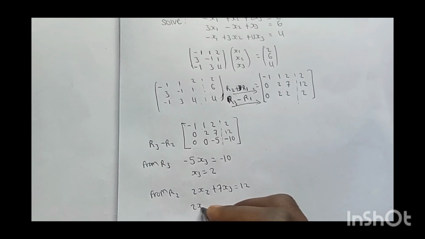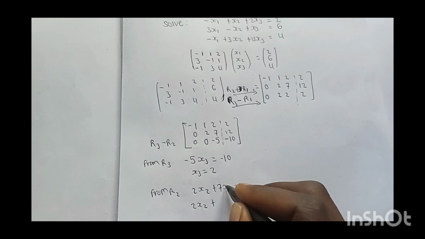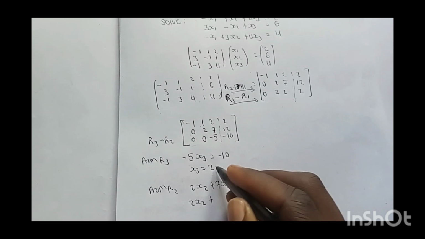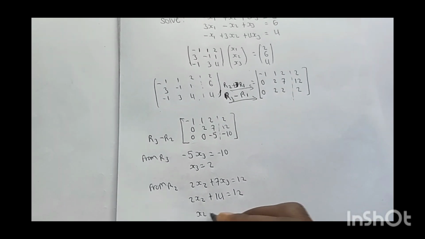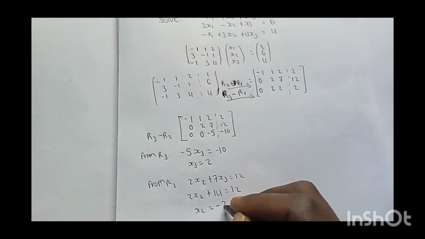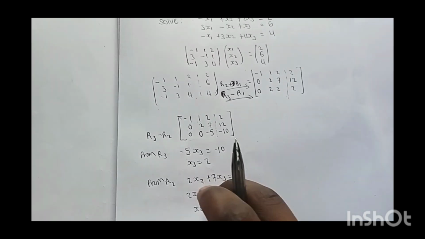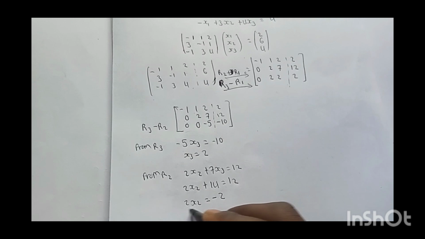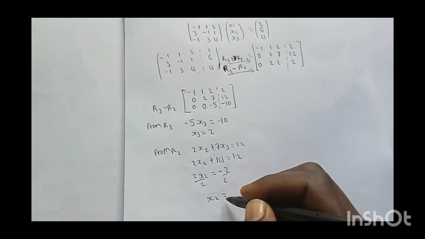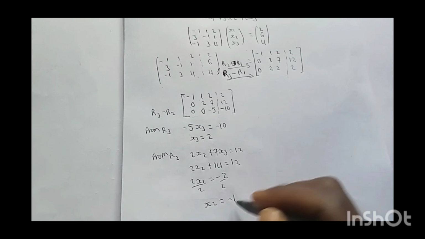So 2x2 plus, what is x3? x3 is equal to 2, so 14 is equal to 12, such that 2x2 is equal to 12 minus 14. When 14 goes to the other side, it becomes negative, so negative 2 divided by 2. So x2 is equal to negative 1.